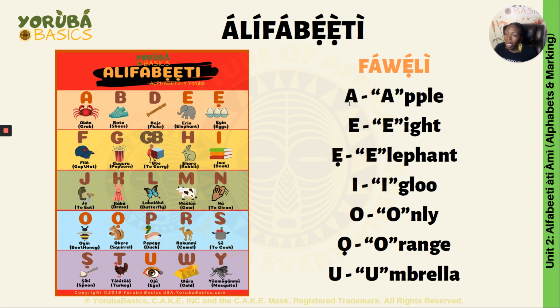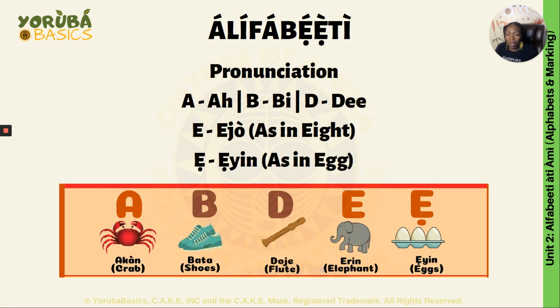If you were to think in English, the sounds that they make: the A makes the same sound that apple makes. The A makes the same sound that eight makes. The E makes the same sound as elephant. The I, same sound as igloo. O as in only, then O as in orange, and then U as in Yoruba, oju, eyes, oju. Okay. All right. So now let's get into looking at each one of the alphabets really closely.